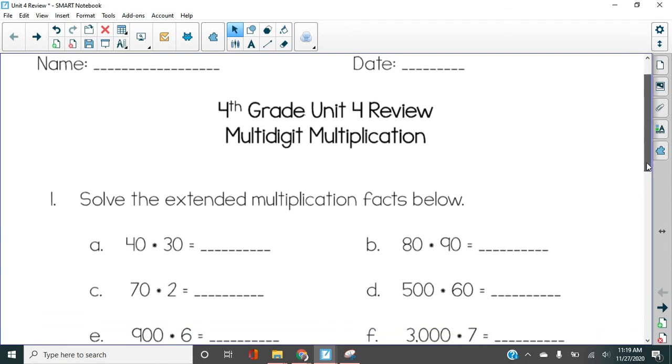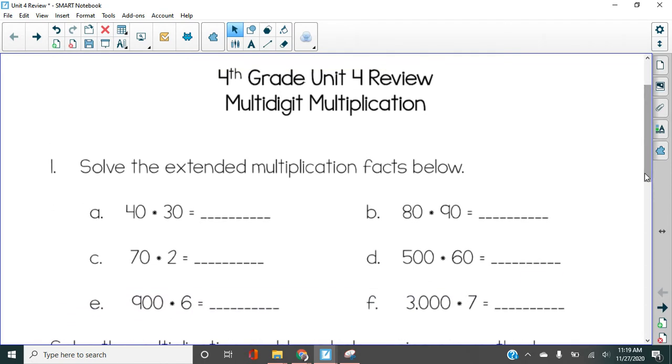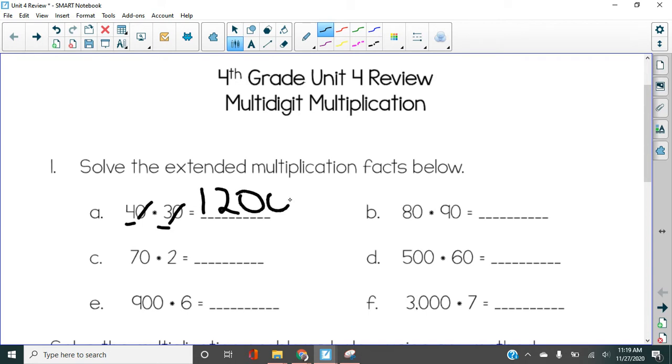So, first thing that we learned in this unit was what to do with these zeros. If you remember correctly, when we have a problem that has multiples of 10 or 100 or 1,000 or so on, we can cross off those zeros. We can multiply 4 times 3 and get 12. And then we can put back however many zeros are in the problem. So there's 2 zeros in the problem.